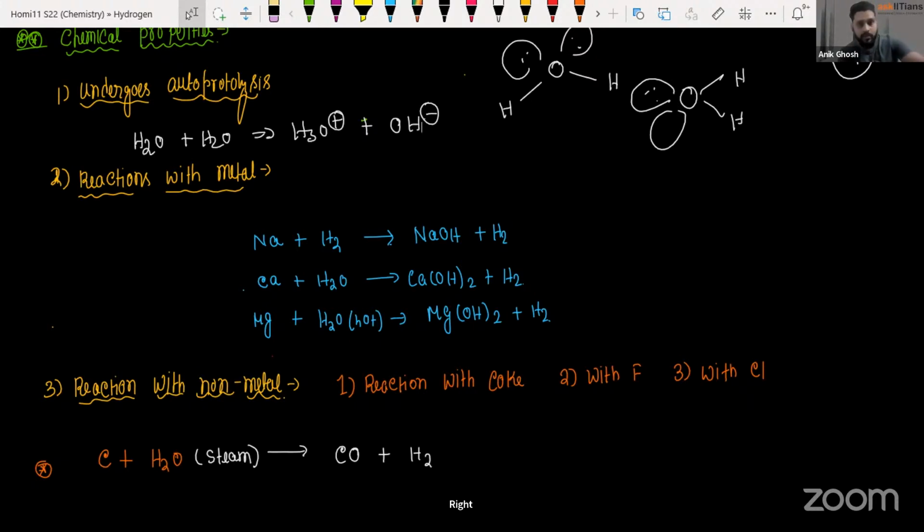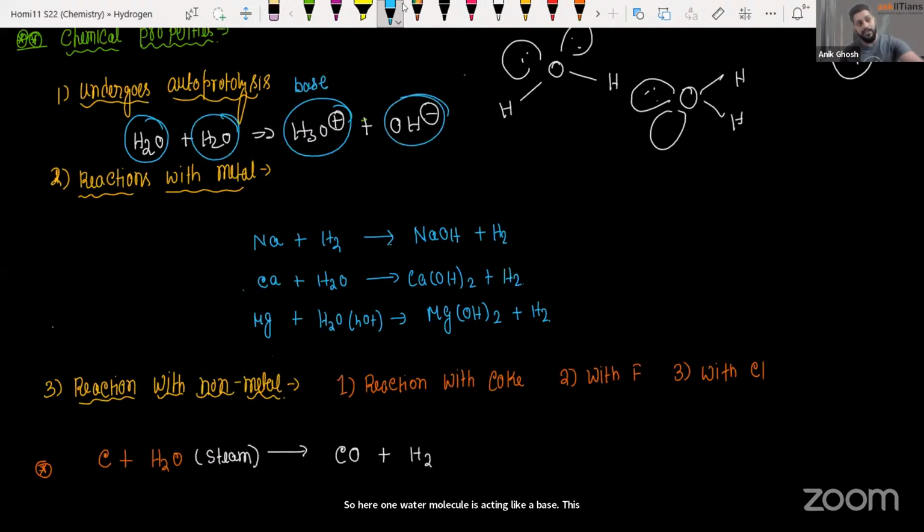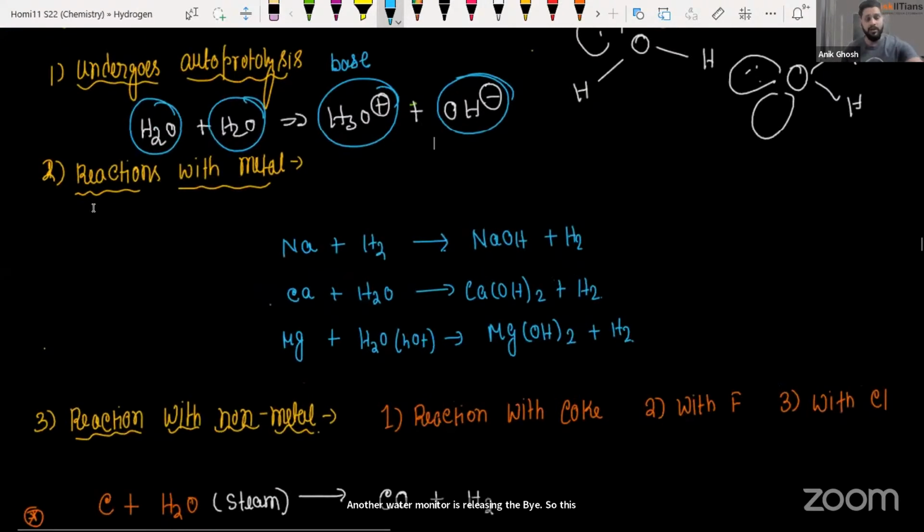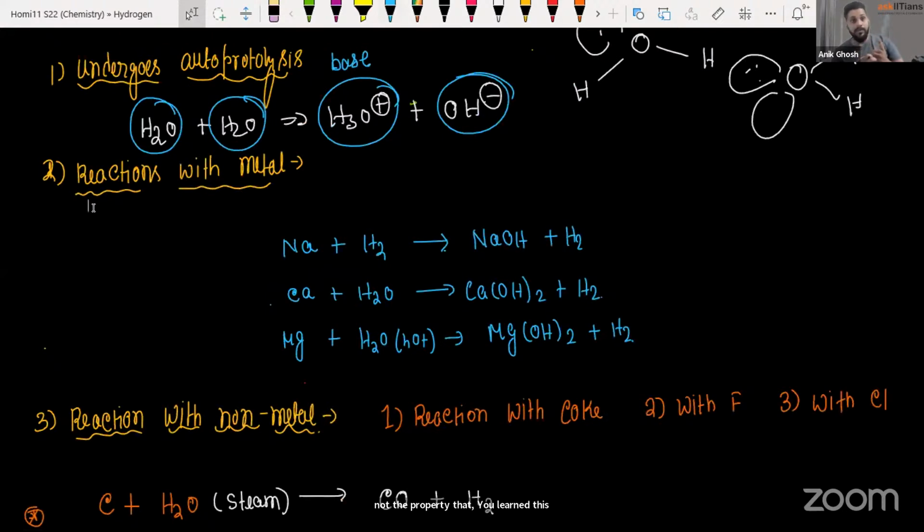So now, like I was saying here, when two waters are both acid and base, it is called autoprotolysis of water, where one water molecule is taking the hydrogen from the other, and the OH minus is formed. Here, one water molecule is acting like a base, because it is taking the hydrogen. Another water molecule is releasing the hydrogen, so it's an acid, right? This is one of the properties that water is capable of. You learned this back when you were learning pH. Remember, I taught you this autoprotolysis of water there also, right?